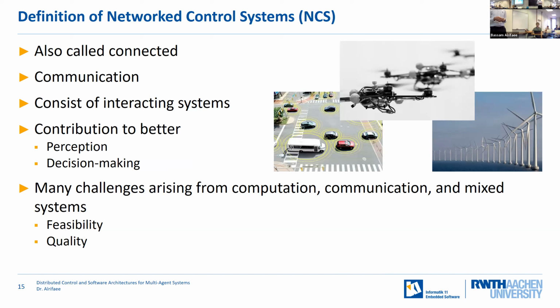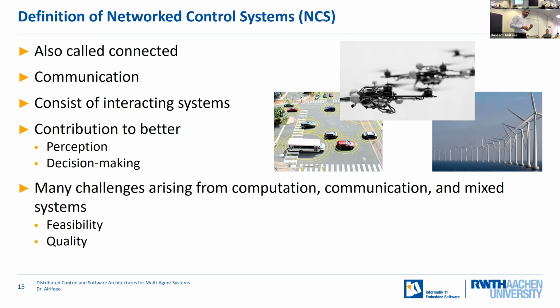And now we get to some more technical details. So in general, we talk about networked control systems. In some domains, we call them connected. They have somehow communication. They consist of interacting systems, and they should contribute in general to better perception and decision making. While networking a system, we have many challenges arising from computation time and communication, and also from mixing the system with humans. So we will get issues with feasibility and quality.